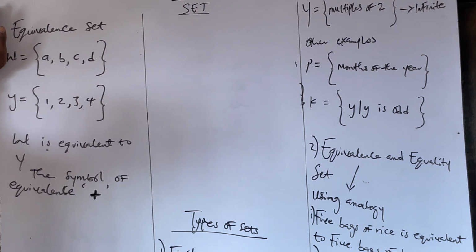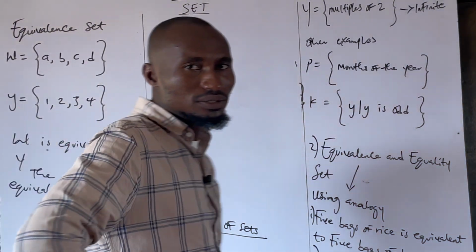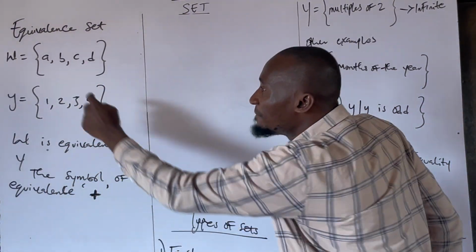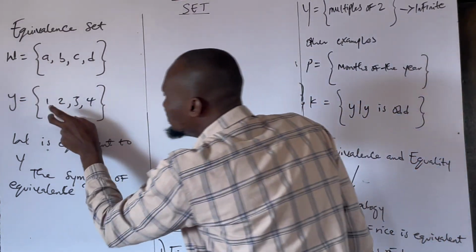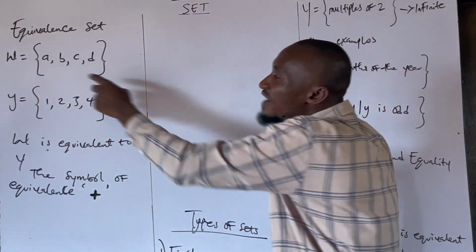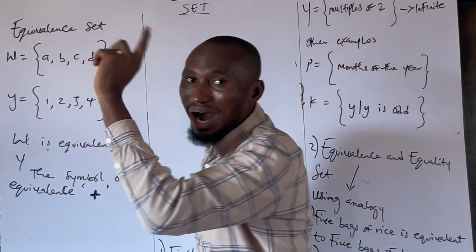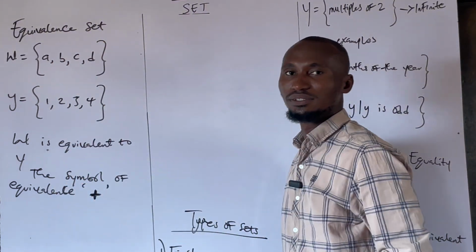So, saying that every member of W is matched to one and only one member of Y. Every member of W is matched to one and only one member of Y. We have A. How many A is here? 1. We have 1 here.